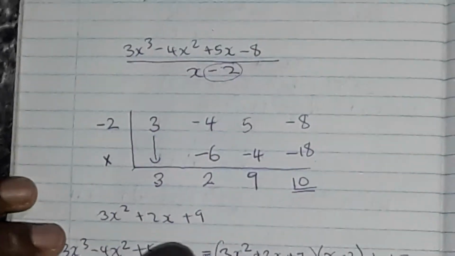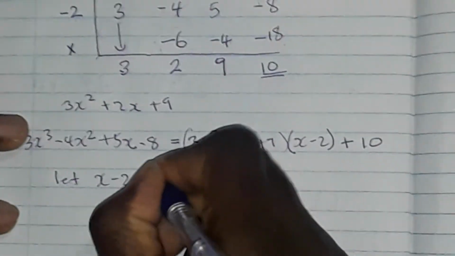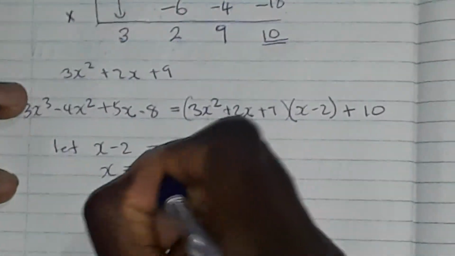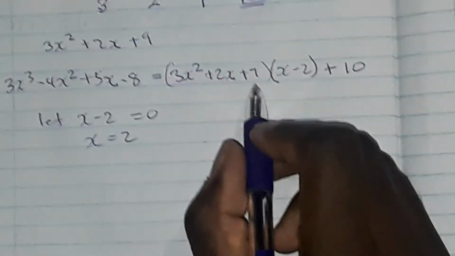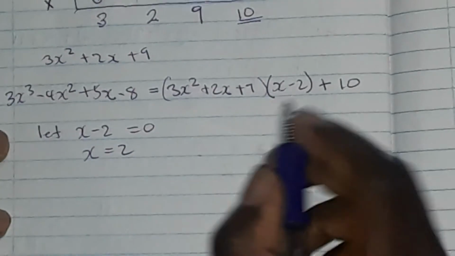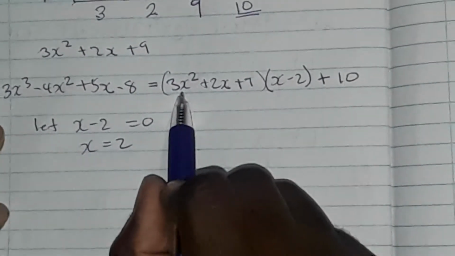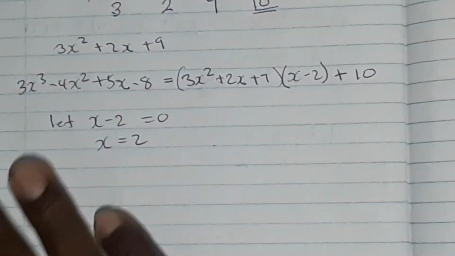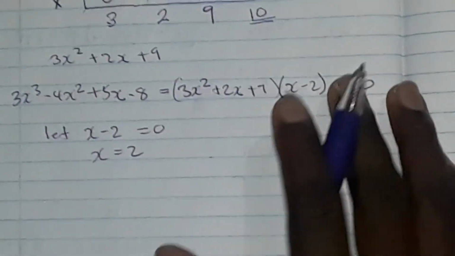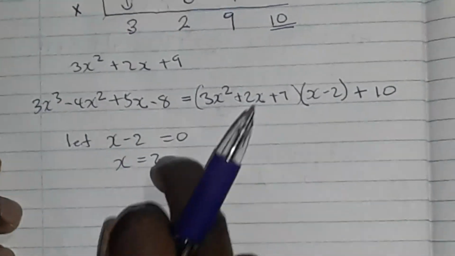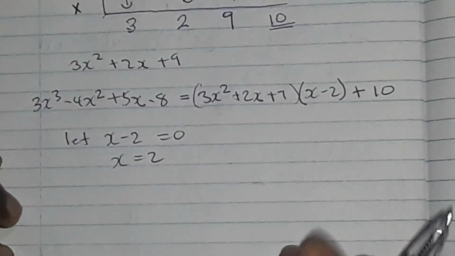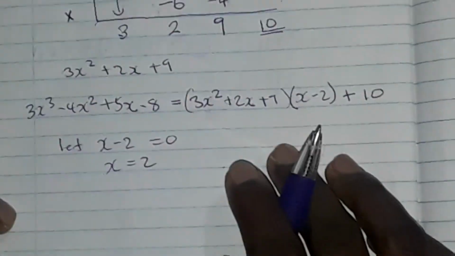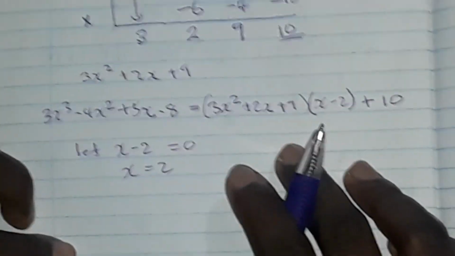If they want the x value, we will just repeat what we did in the long division, where we will let x minus 2 equal 0. So x will be equal to 2. And that's it. If you can't factorize the quadratic, just leave it as it is and just find the one x value you can. Okay guys, and that's it for polynomials.